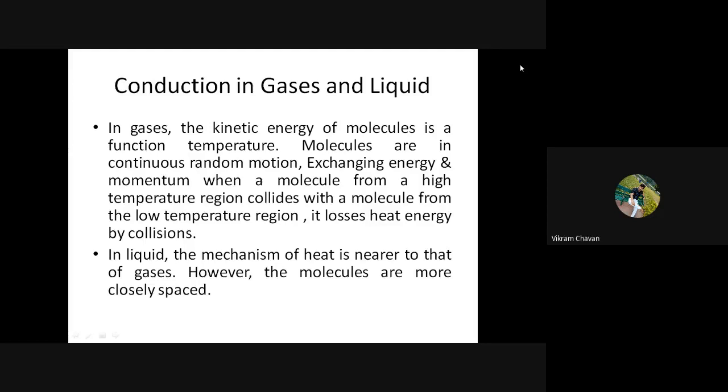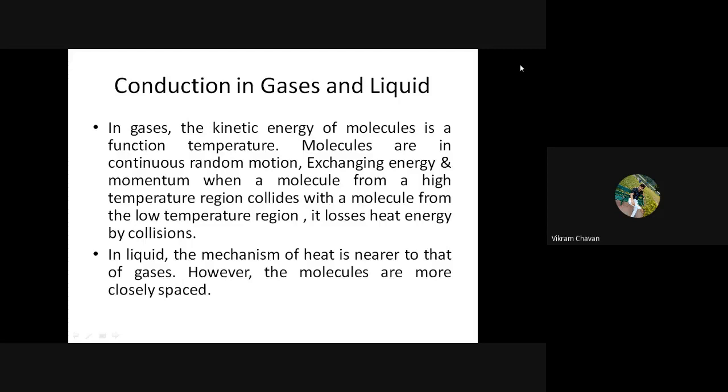Okay, as the random movement or kinetic energy increases, the movement of gaseous molecules also increases, more collisions will happen, and more heat energy will get exchanged because of conduction. So we come to know that in gases it is very simple: the kinetic energy of a molecule is a function of temperature. One hot molecule, when it collides with a cooler molecule, will exchange heat energy with the cooler molecule.